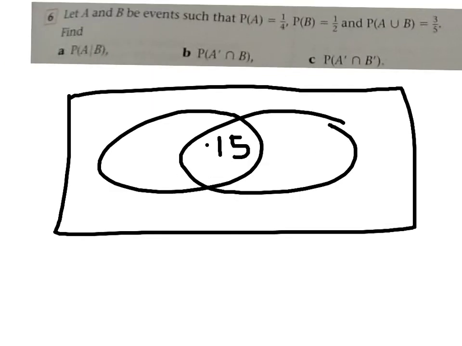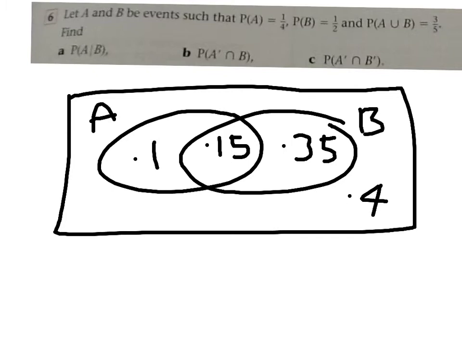So I've put the information from the previous part into the centre. We now know that A intersection B is 0.15. So if A is 0.25, we must have 0.1 there. And if B is a half, we must have 0.35 there. So the whole lot comes to 0.6, leaves me 0.4 on the outside of the circles. So this really will make answering the next two questions fairly straightforward.